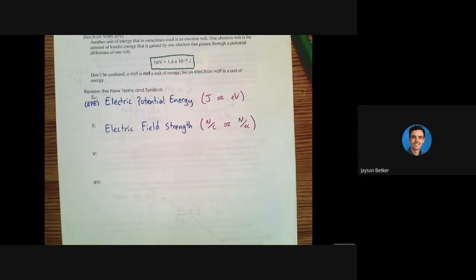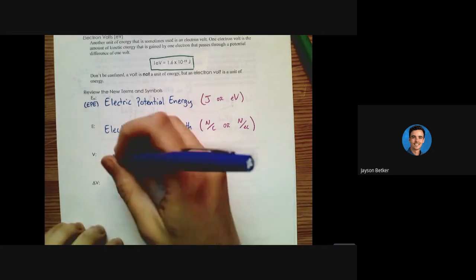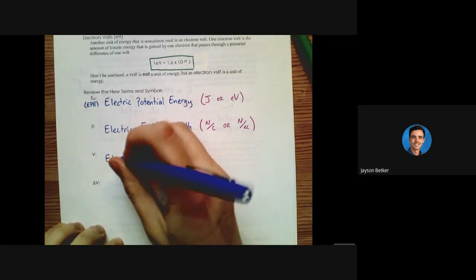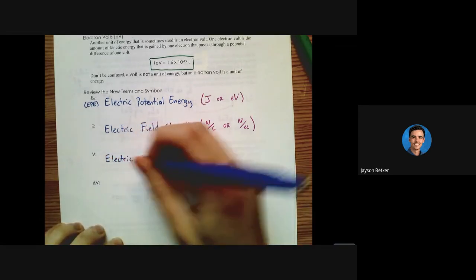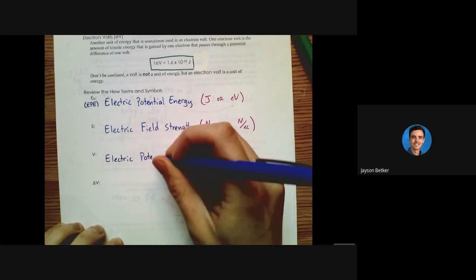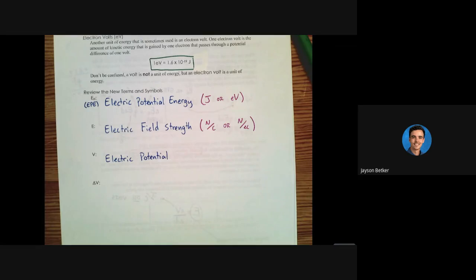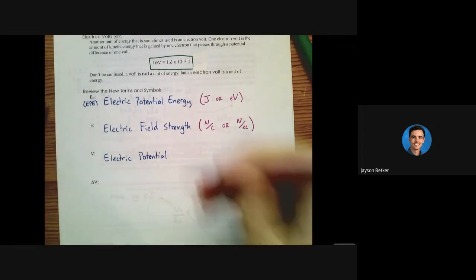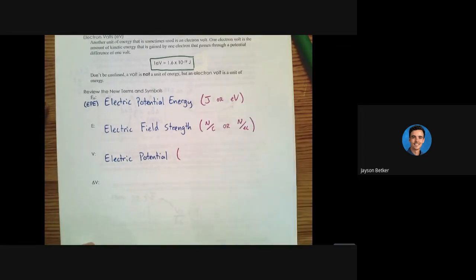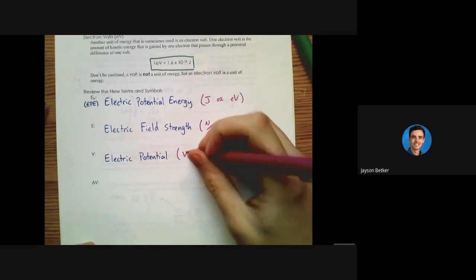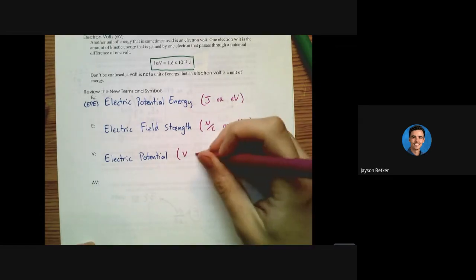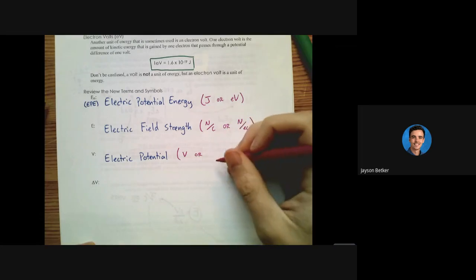What is V? Electric potential. What do we measure this one in? You should be able to remember this. We just did it. Volts, right? Or what was the first one I said? It was energy over charge, so joules per coulomb.